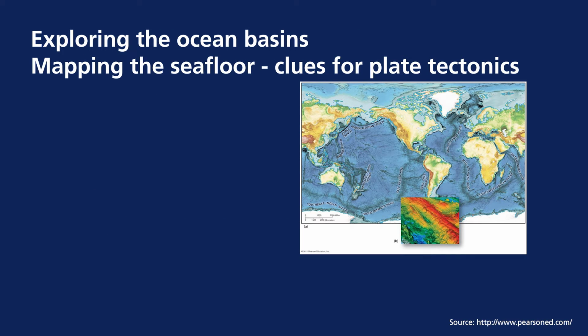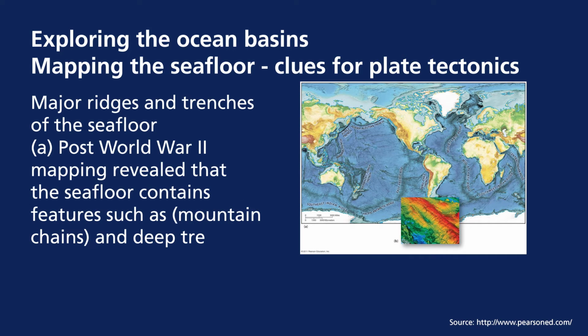So the ocean floor was mapped, as you see in this figure, after World War II, partially because of the advent of large-scale production of submarines. They began to map the bottom of the ocean floor, and notice that these oceans had ridges, which are underwater mountains, and very deep trenches.